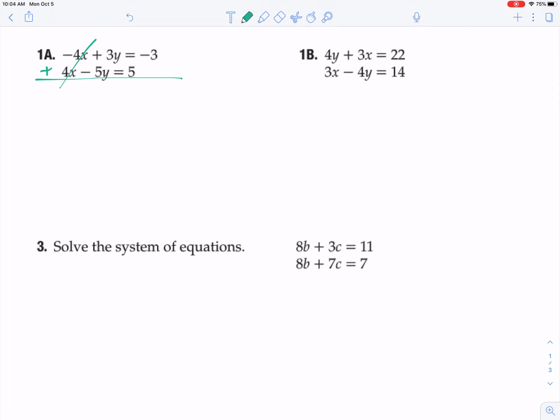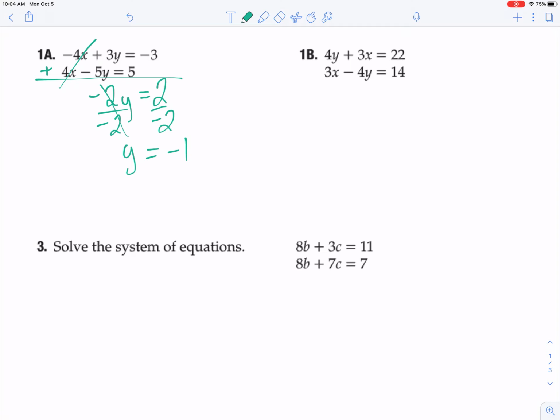Keep adding like things down. So a 3y and a negative 5y, that is going to be a negative 2y. And last but not least, a negative 3 and a 5 is going to be a positive 2. Okay, so I've eliminated a variable. From there, all I have to do is solve for y. That should be pretty easy, just a little bit of division here. And y equals negative 1.